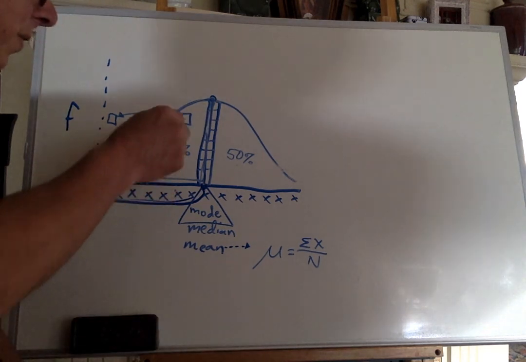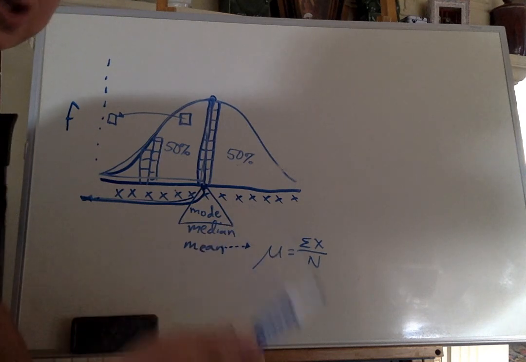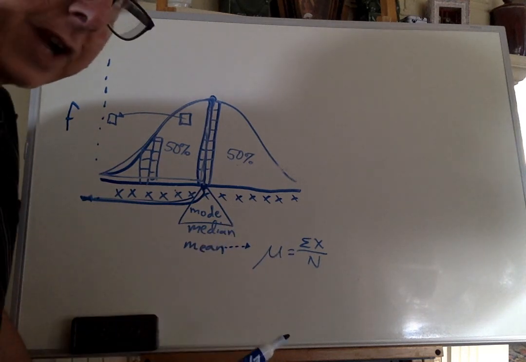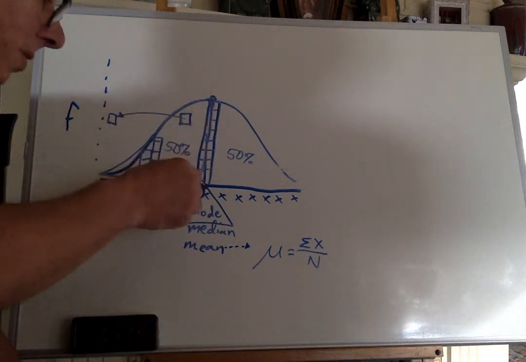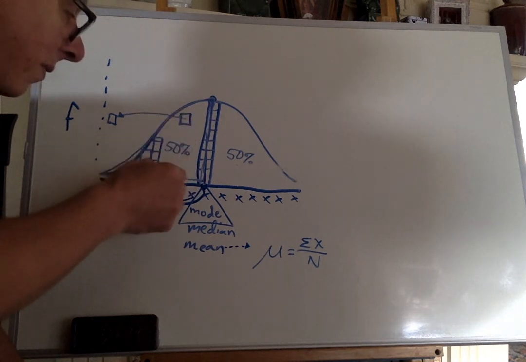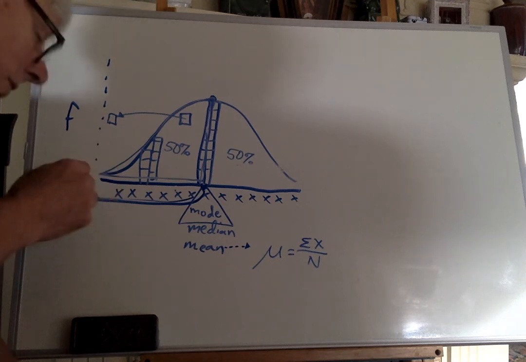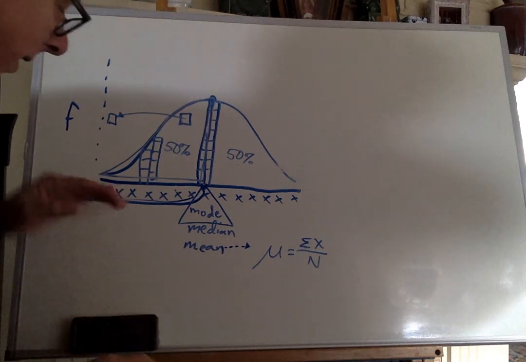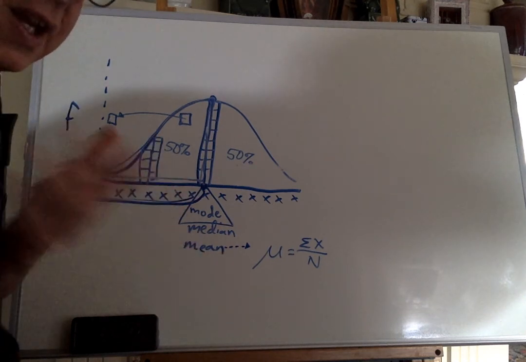What would happen if I move this score from here to here? What would happen to the mode? Hopefully this one was easier now, right? Nothing would happen to the mode. This is still the most frequent score, okay? In fact, we've taken one away from this column, so that drops a little bit. Put it down here, closer to the base. So nothing happens to the mode.